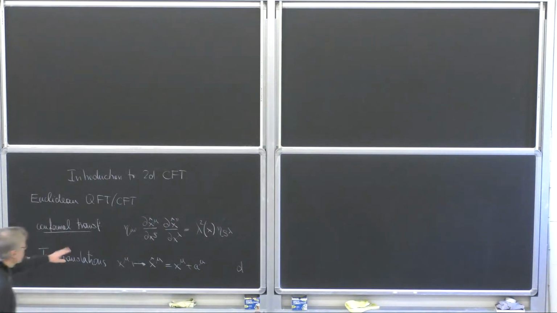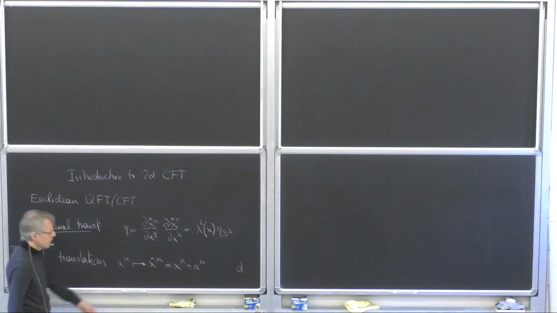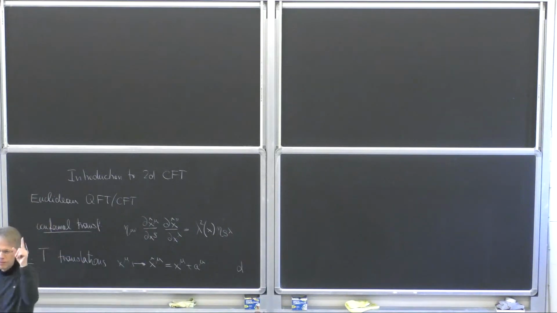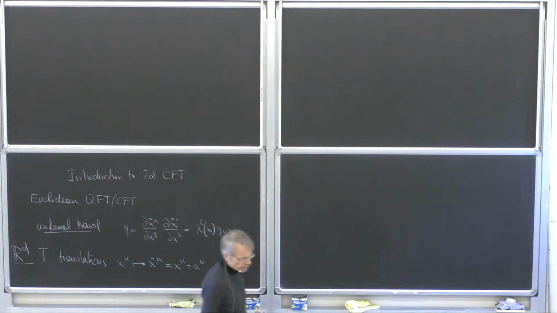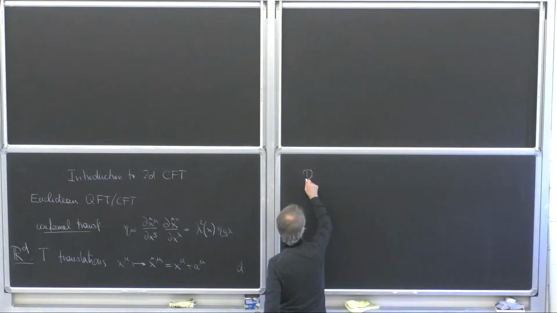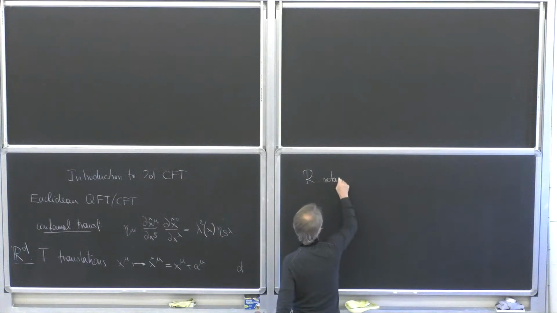So I'm thinking of this now, doing this in R to the D, so in Euclidean D-dimensional space. And in Euclidean D-dimensional space, there are D different translations because you can translate in any of the D directions of your D-dimensional space. Okay, that's nothing too surprising for you. Then the next ones are equally unsurprising. There are rotations.